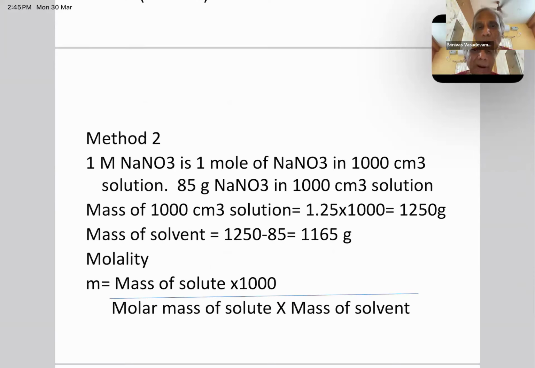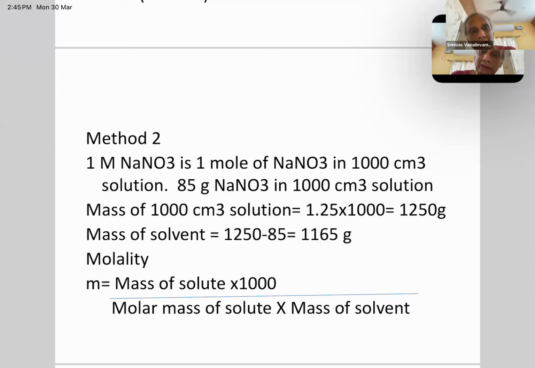NaNO3, it means 1 mole of sodium nitrate in 1000 centimeter of solution, or 85 gram of sodium nitrate in 1000 centimeter of solution. Find out the mass of 1000 centimeter of solution. Density is given as 1.25 gram per centimeter. So 1.25 into 1000 is 1250 grams.